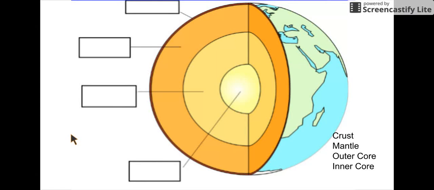So we're going to review the layers of the inside of the Earth, and I know this is material that you've had before in elementary school, and so this probably won't take too long to review. You can see this is a cross section of the Earth, and there are 4 boxes, and then over here we have 4 labels, and based on what you know about the layers of the Earth, you should be able to take those 4 words and correctly place them in the diagram.